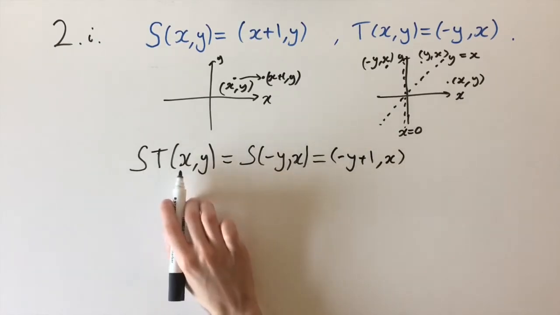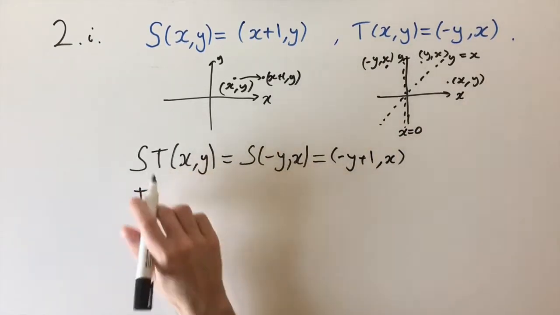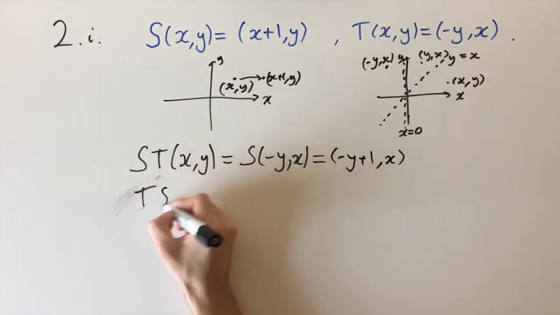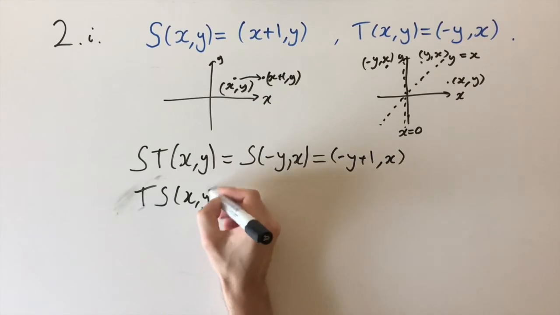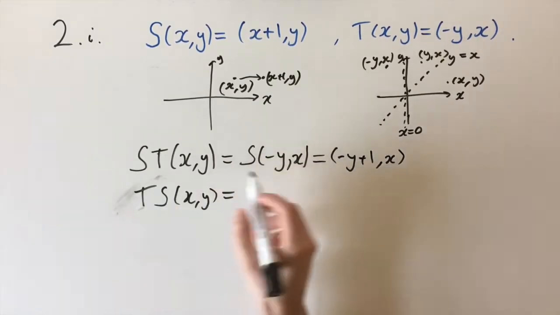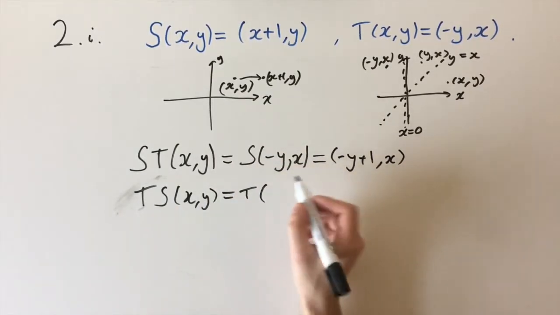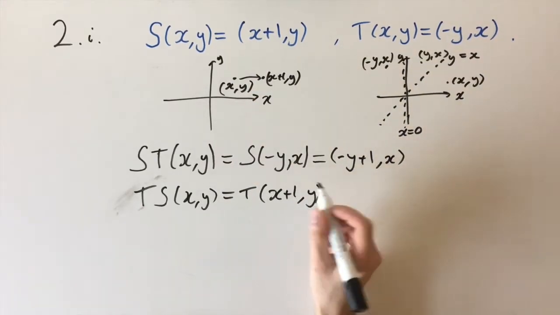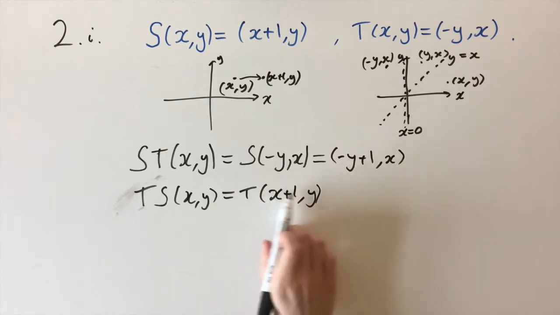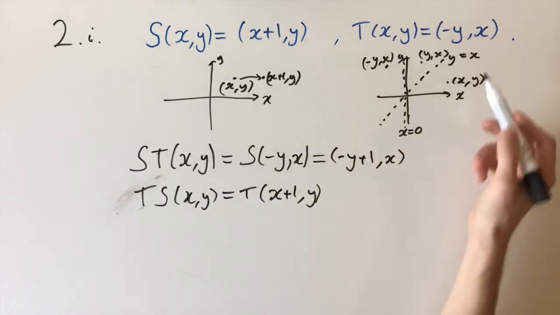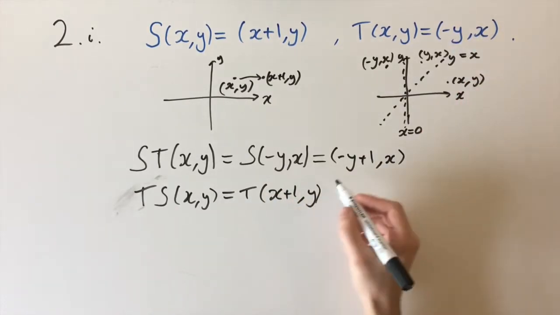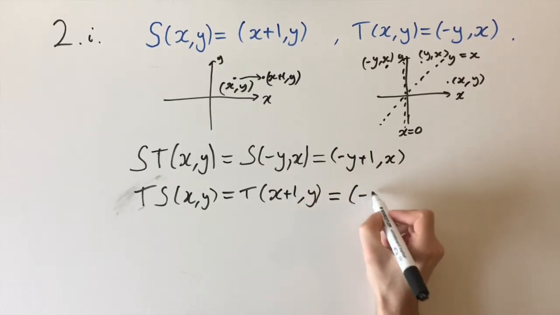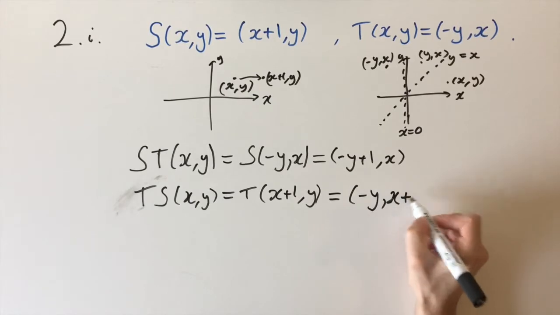And then to show it doesn't commute, we need to calculate ts as well. That's not very well written, sorry. ts applied to coordinates (x, y). So we first apply s. So we have t composed with s is just t of (x plus 1, y). And then we apply t to this new coordinate, (x plus 1, y). And what do we do? We switch the entries and then we apply a minus sign to the first component. So we get (minus y, x plus 1).